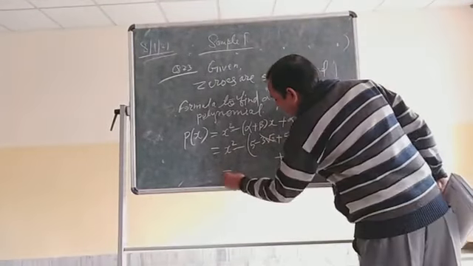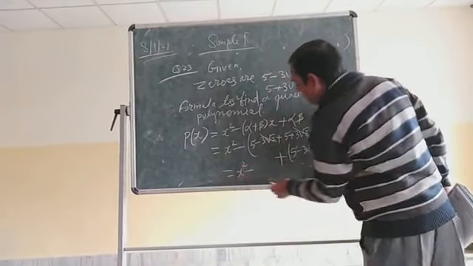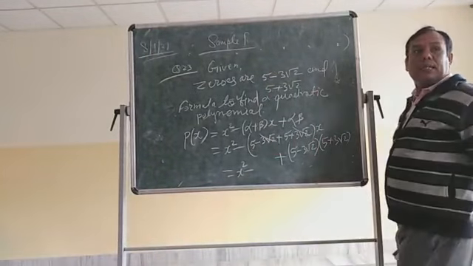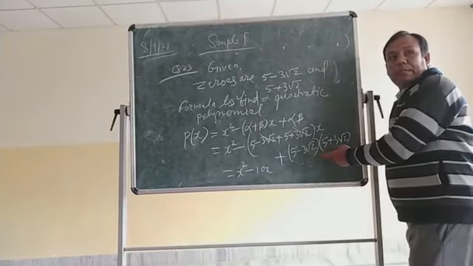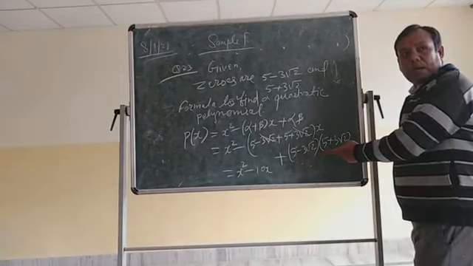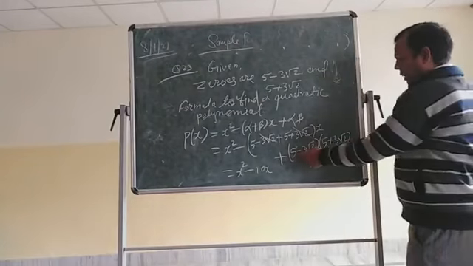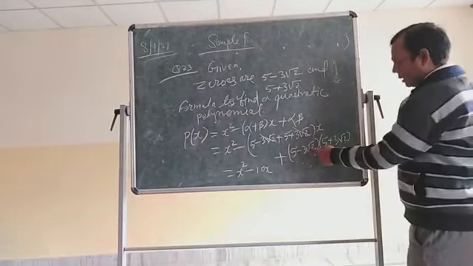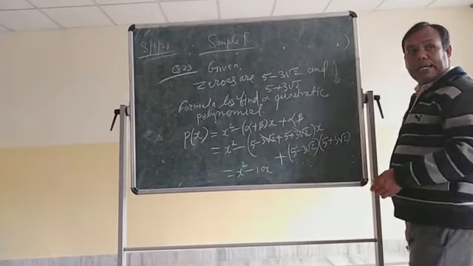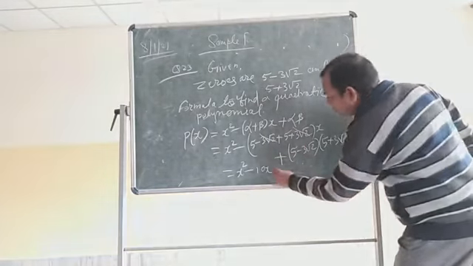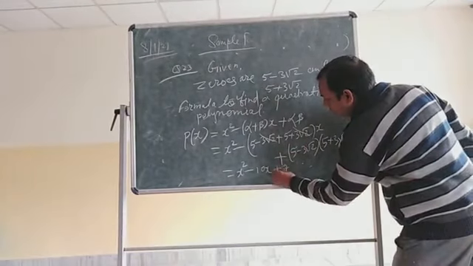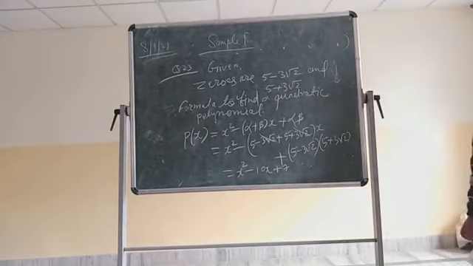So we are getting x square minus 5 plus 5 is 10, so this is 10x, and this is a minus b into a plus b, which is a square minus b square. So 5 square is 25 and 3 root 2 square is 18. So 25 minus 18 will be 7. So you will write plus 7. So this is your required polynomial.